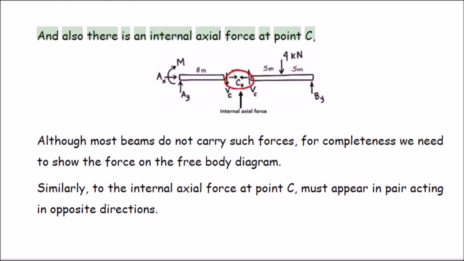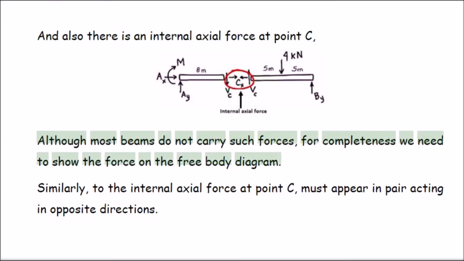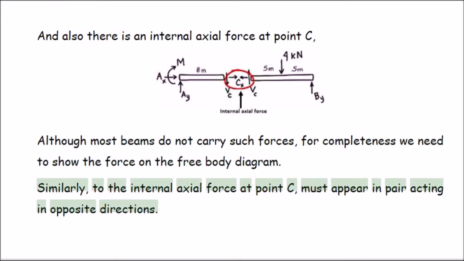Observe that the internal shear force at the hinge is drawn on both beam segments. On the left segment, the force is shown to act downwards. On the right segment, the force is drawn upwards. These 2 arrows must always be drawn in opposing directions. And there is also an internal axial force at point C. Although most beams do not carry such forces, for completeness we need to show the force on the free body diagram. Similarly to the internal shear force, the internal axial force at point C must appear in a pair acting in opposite directions.